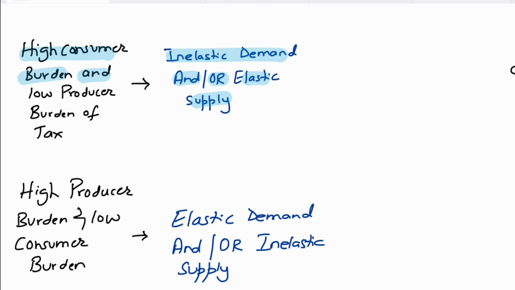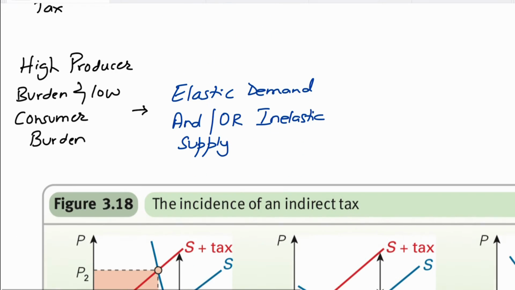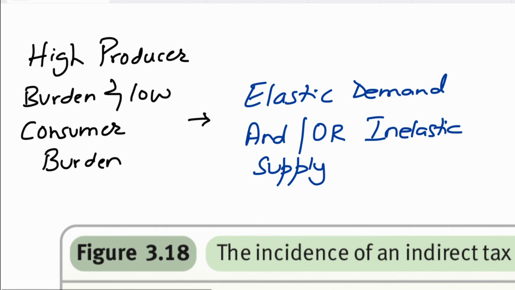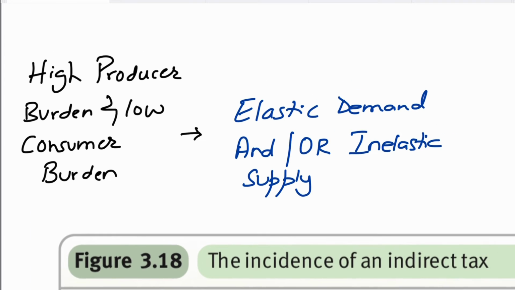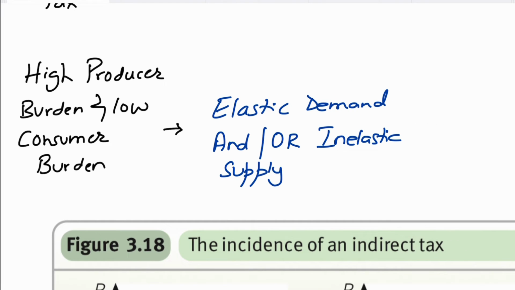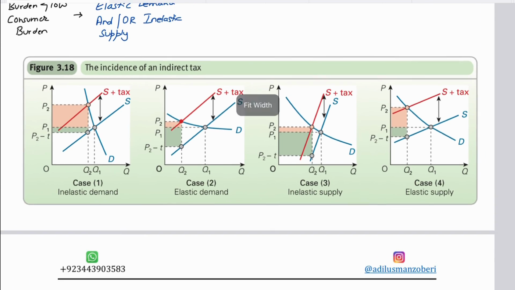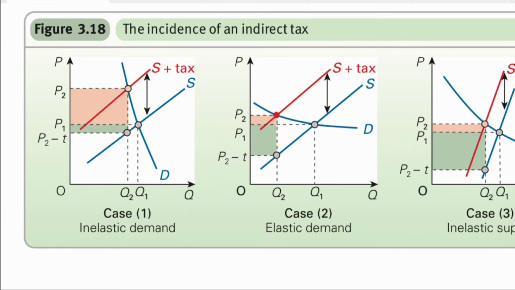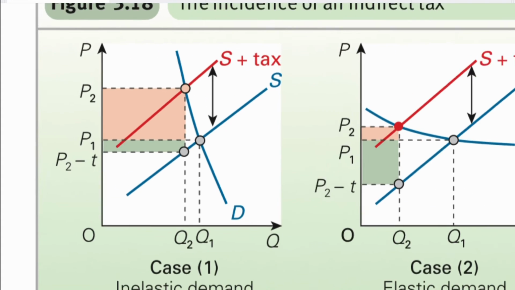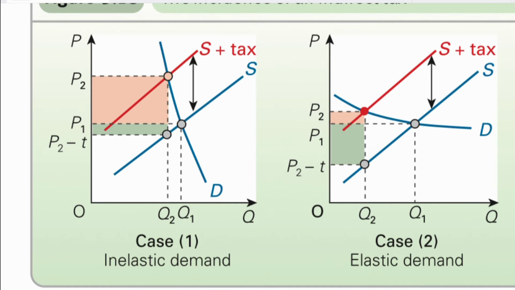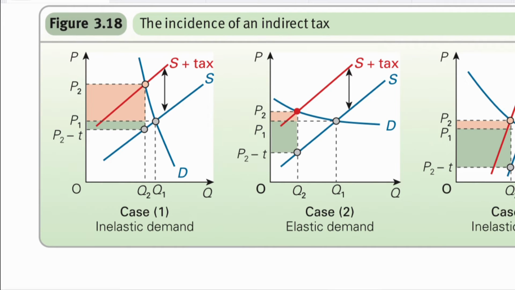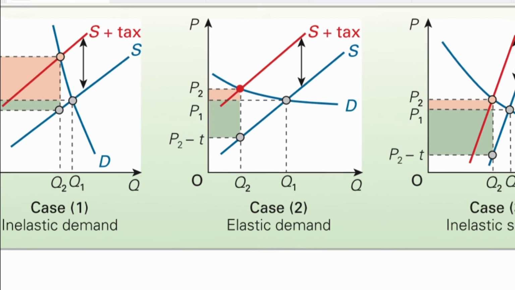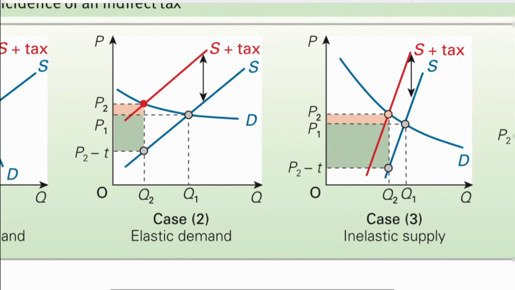Whatever the case is, your indirect tax burden would fall more on the consumer rather than the producer, while an indirect tax burden would fall more on the producer rather than the consumer when you have an elastic demand, right, or an inelastic supply, or an elastic demand and an inelastic supply. And you can take a screenshot of these graphs as well, which show that when your demand is inelastic, the pink shaded region reflects a higher consumer burden of tax, right? While if your demand is elastic, you have a higher producer burden of the tax reflected by the green region.